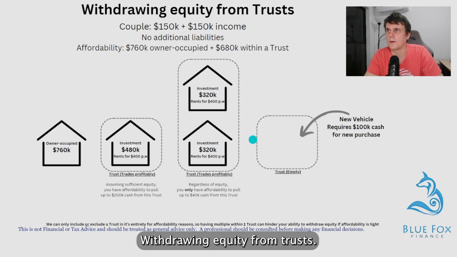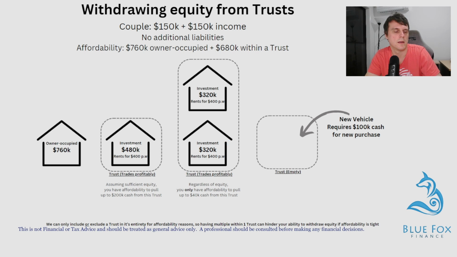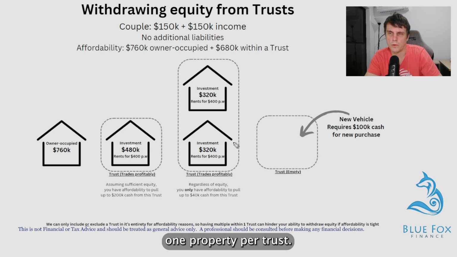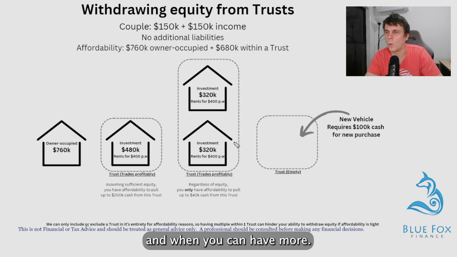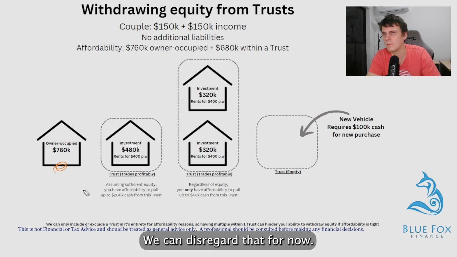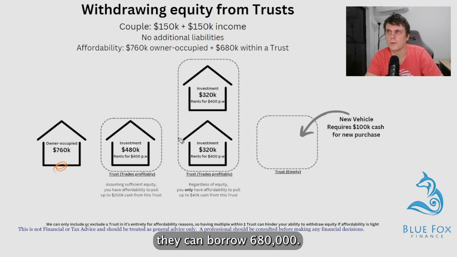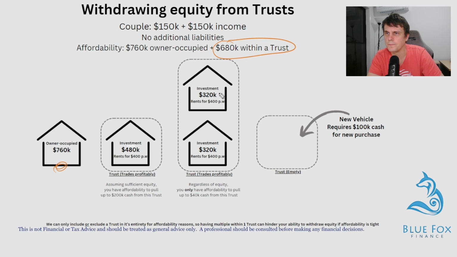Withdrawing equity from trusts. So let's have a look at this. For the most part, I think most people should have one property per trust, but we're going to look at why that is and when you can have more. So in this example, we've got a person who owns a $760,000 owner-occupied property. We can disregard that for now. And then within a trust on top of that, they can borrow $680,000. That's just the figure that we're going to use.